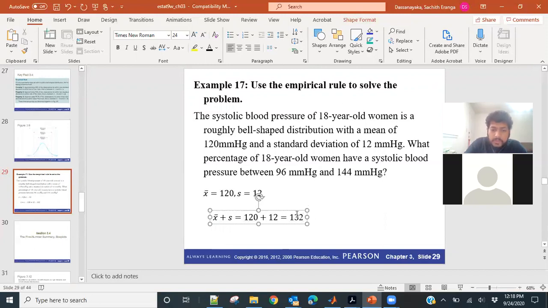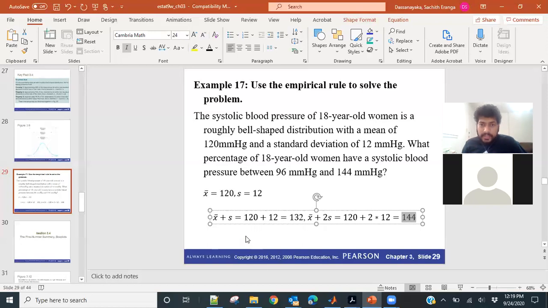Then you have to move to the next standard deviation, 2 standard deviations, which means simply x bar plus 2s. Okay, I'll copy this: x bar plus 2 times s, 120 plus 2 times 12, which means 144. Now you can see 144 is exactly the same as this value, which means this is within 2 standard deviations. But to make sure, you have to check this value as well.